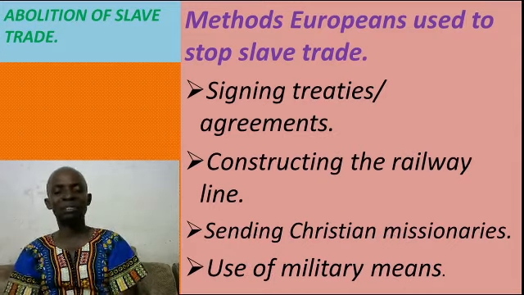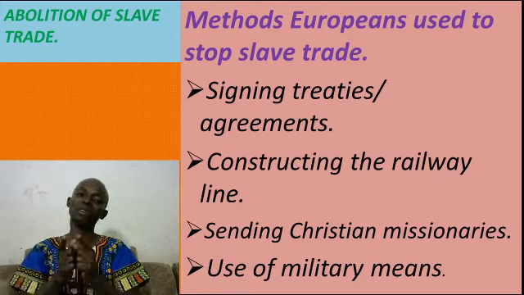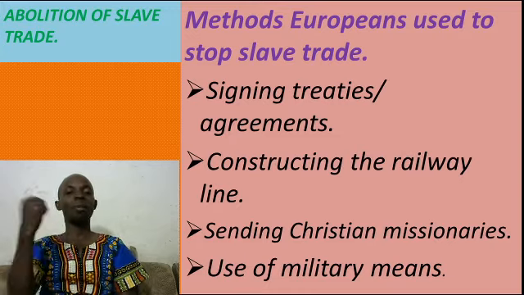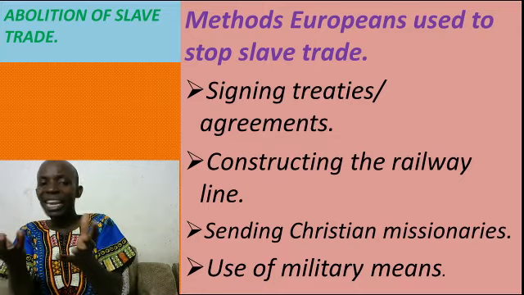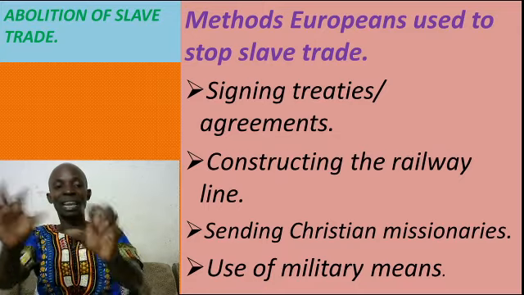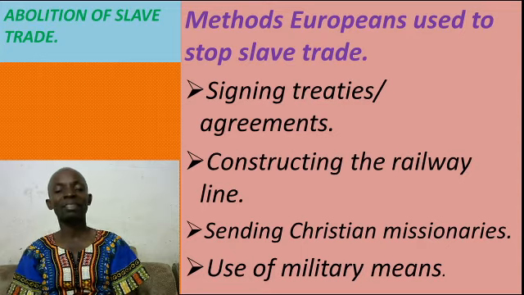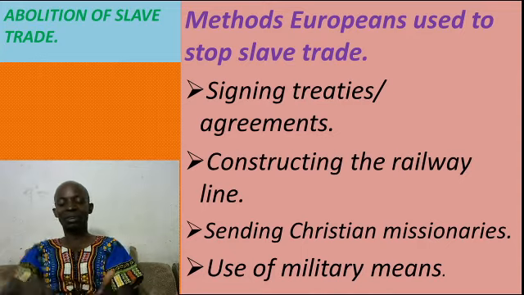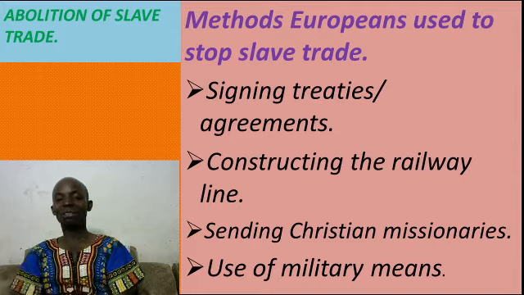Use of military means, that is use of force. If the Arab traders have been told to stop slave trade and they refuse, what the British did was to bring their army, their commandos, and put them on the Indian Ocean. They would arrest any ships carrying slaves. So that is using force. Those were the methods the British used to stop slave trade: signing treaties, constructing the railway line, sending the Christian missionaries, and using military means, using force.